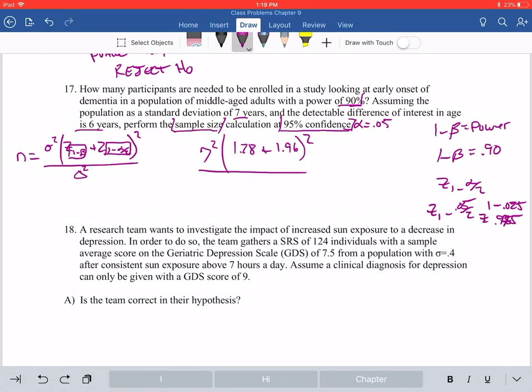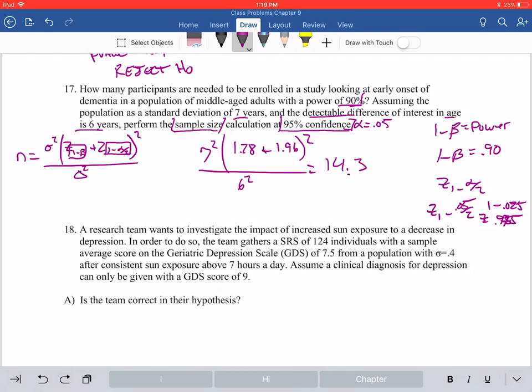That value squared, all over the difference worth detecting. So the detectable difference in age of interest is 6 years, so 6 squared. Once you work all this out, you'll get an answer of 14.3.